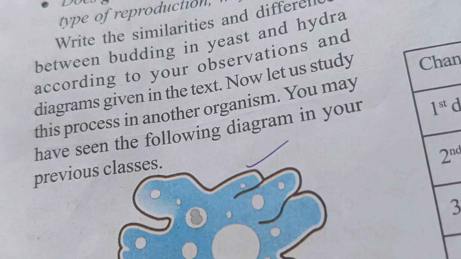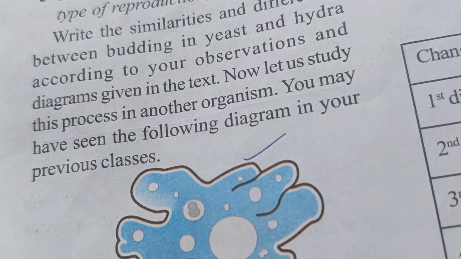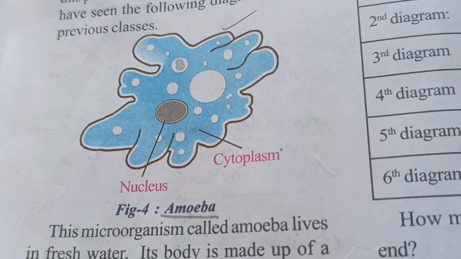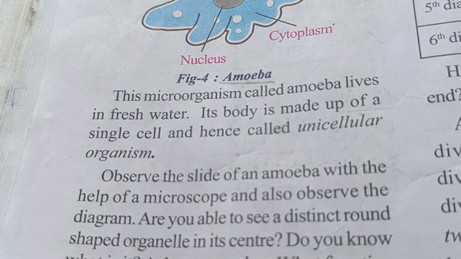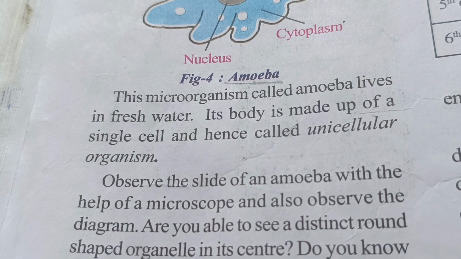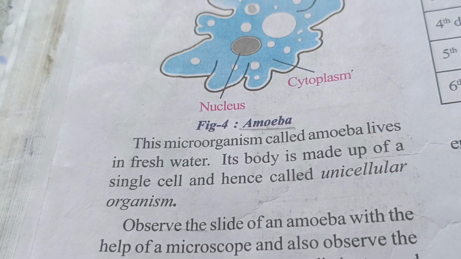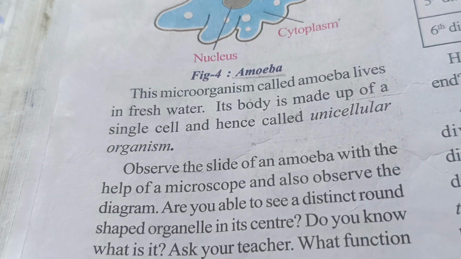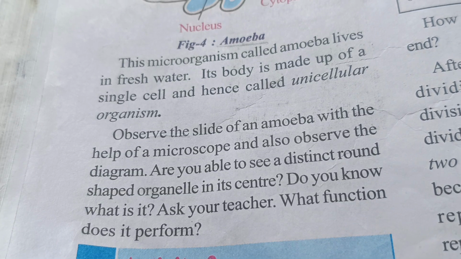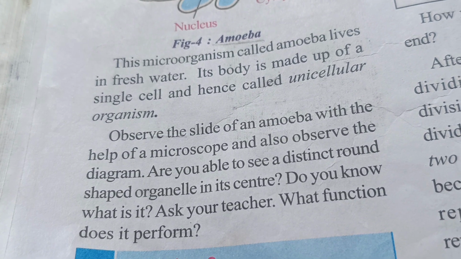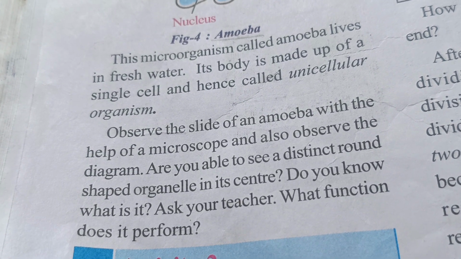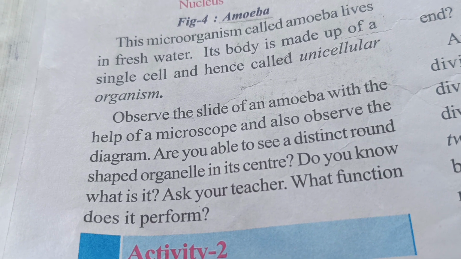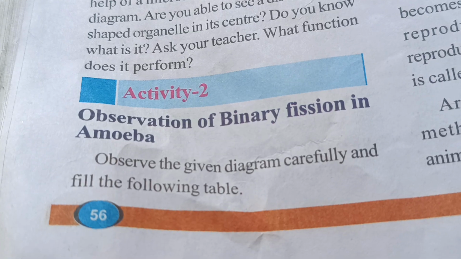given in the text. Now let us study this process in another organism. You may have seen the following diagram in your previous classes, that is the amoeba. This microorganism called amoeba lives in fresh water. Its body is made up of a single cell and hence it is called a unicellular organism. Observe the slide of an amoeba with the help of a microscope and also observe the diagram. Are you able to see a distinct round-shaped organelle in its center? Do you know what it is? Ask your teacher what function it performs.